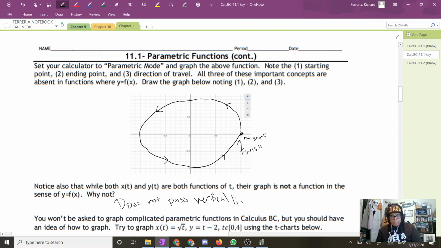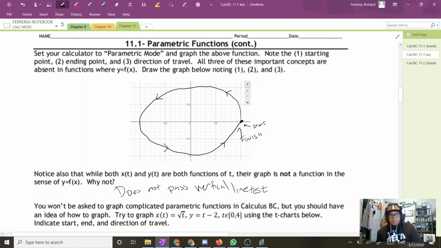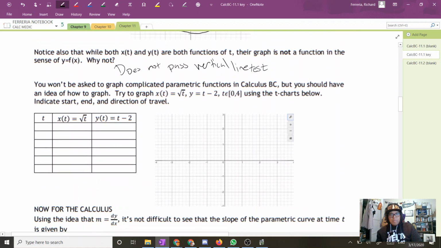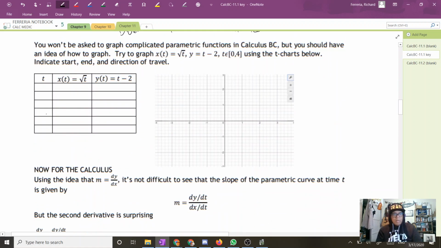That's a major motivation for using our parametric functions, is we don't have to worry about the vertical line test anymore. So you should be able to graph a few simple ones. We're going to do some simple ones here. So excuse me while I fill these out.